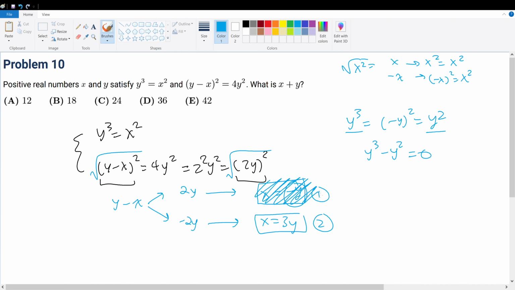We can't consider this because when we have x is negative y, one has to be positive, one has to be negative, or vice versa. So this is out. We don't even have to consider that. Let's just consider case 2.